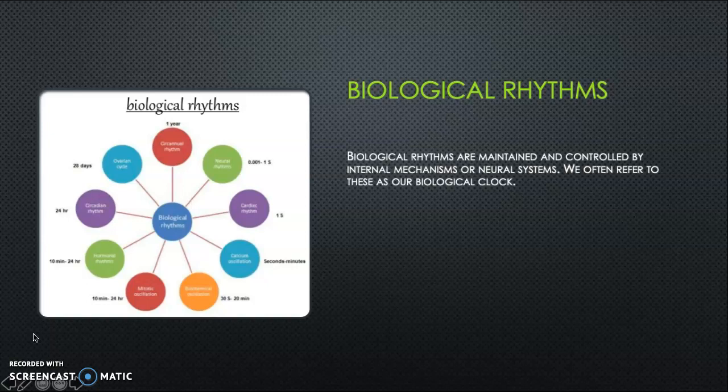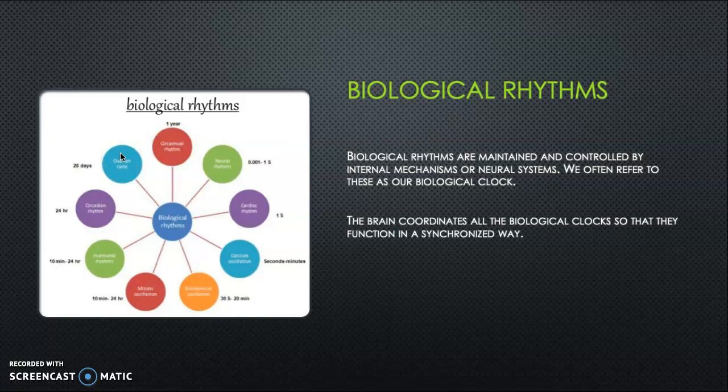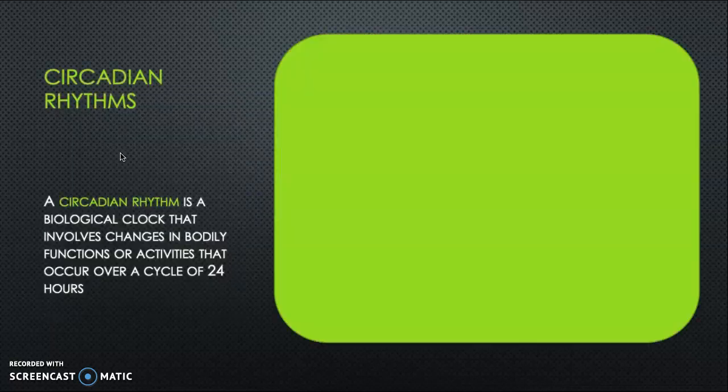So biological rhythms are maintained and controlled by internal mechanisms or neural systems, and we often refer to these as our biological clock. All right, so the control of these is our biological clock, and you may have heard of that in reference to our ovarian cycle, but perhaps not in regards to sleep and other types of biological rhythms. And it's the brain that's coordinating all of these. So they function in a synchronized way. The brain makes sure that everything's going on right when it needs to. So two categories that we're looking at, as I mentioned, are circadian rhythms and the ultradian rhythms.